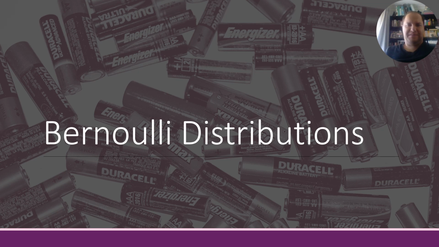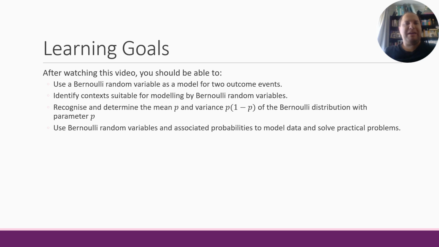Hi students, in this video we're going to look at Bernoulli distributions. Key things you should be able to do are use a Bernoulli random variable as a model for two outcome events, identify a context suitable for modeling Bernoulli random variables, recognize the mean p and variance p(1 minus p) of the Bernoulli distribution, and then use them to solve some practical problems.